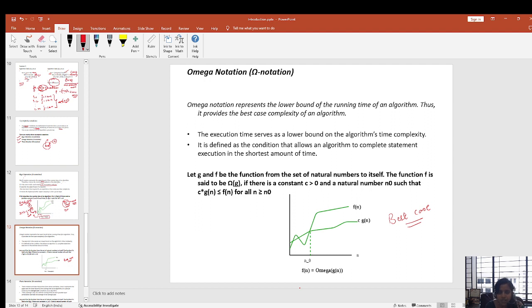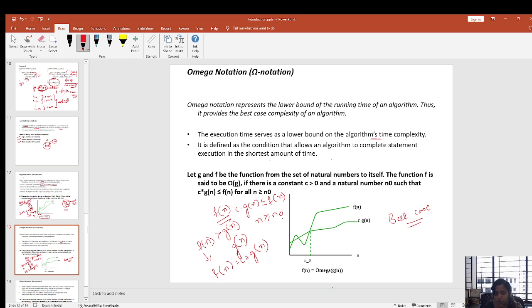Here the execution time serves as a lower bound on the algorithm's time complexity. It is defined as a condition that allows an algorithm to complete statement execution in the shortest amount of time. Suppose your algorithm has a time complexity of f of n and the big omega notation is g of n. This can be represented by f of n greater than or equal to c times g of n, where c times g of n is always less than or equal to f of n for all values n greater than or equal to n naught.